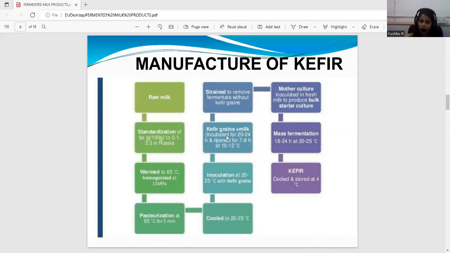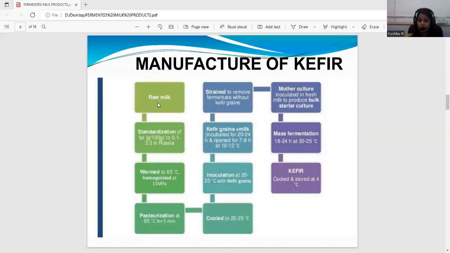So to have a quick recap, we first take the milk of the cow, standardize it and homogenize it, pasteurize it, and incubate it with the kefir grains. And these kefir grains, we know, harbor essentially important microorganisms. They tend to ferment the milk that we have incubated with. Strain the milk to remove all the kefir grains.